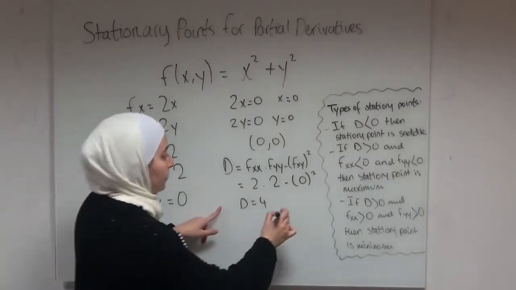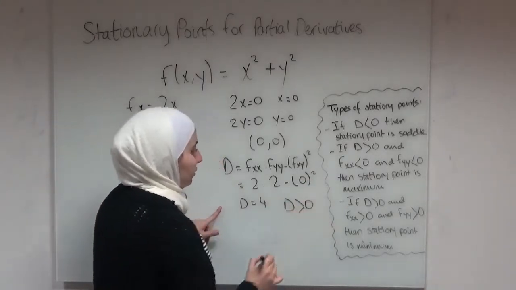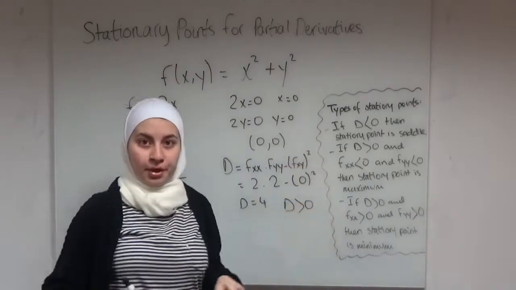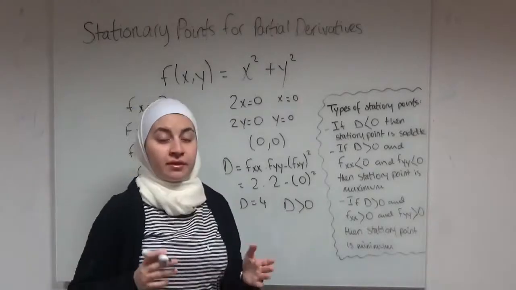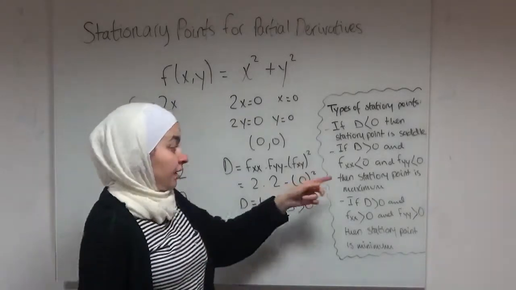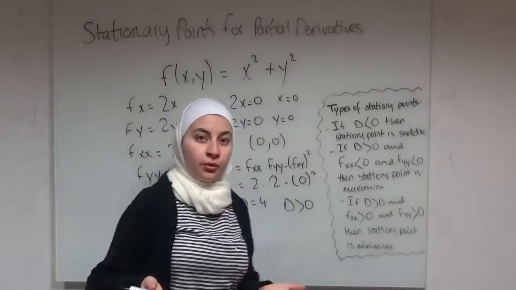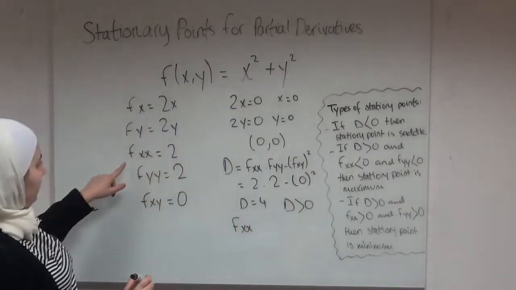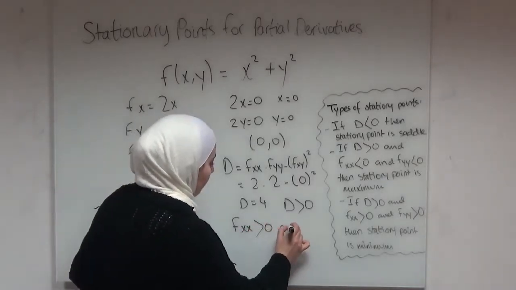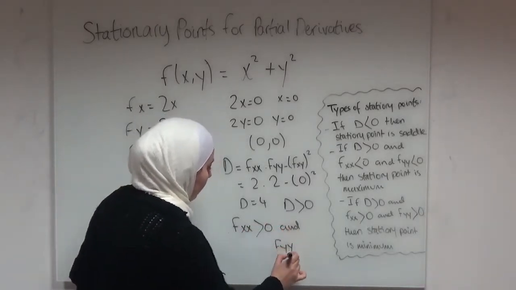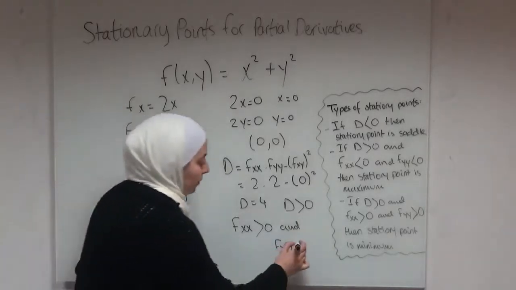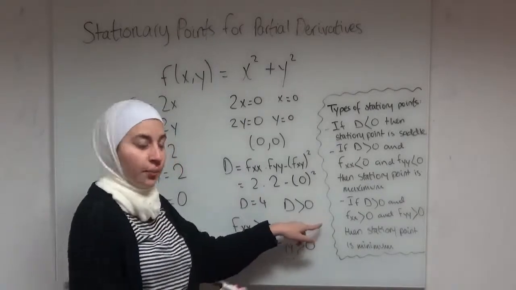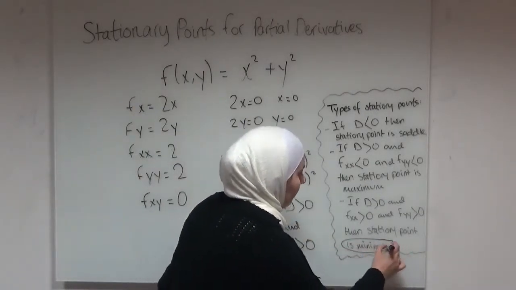Now that we know that our D is larger than 0, that means it's either going to be a maximum or a minimum point. But to be able to find out if it's a maximum or minimum, we need to look at our second order derivatives with respect to x and y. So our fxx is larger than 0 and fyy is larger than 0, which means that our stationary point is a minimum.